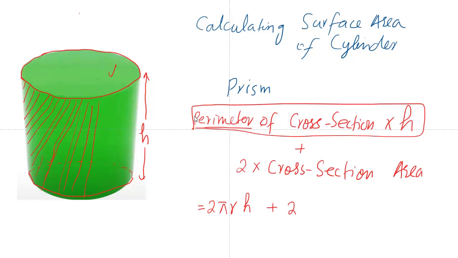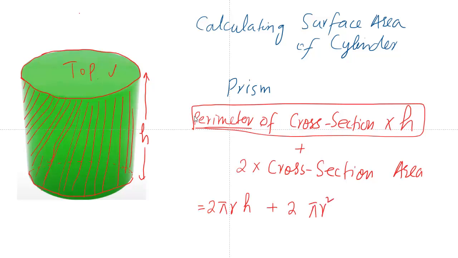This area, 2 pi r into h, will give this curved surface area. So if this top is closed, we add this area as well. And because the top is a circle, we will add the area of the circle, which is the top one, and the area of the circle is pi r square.